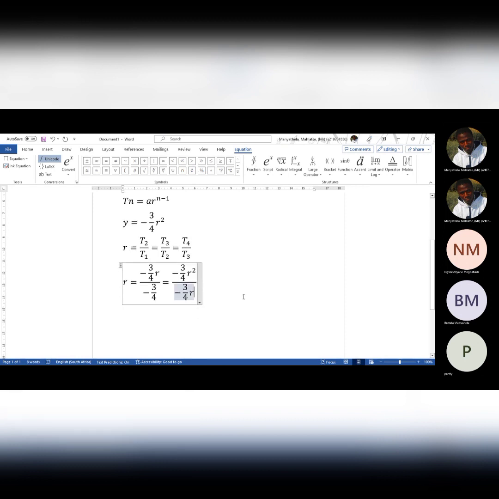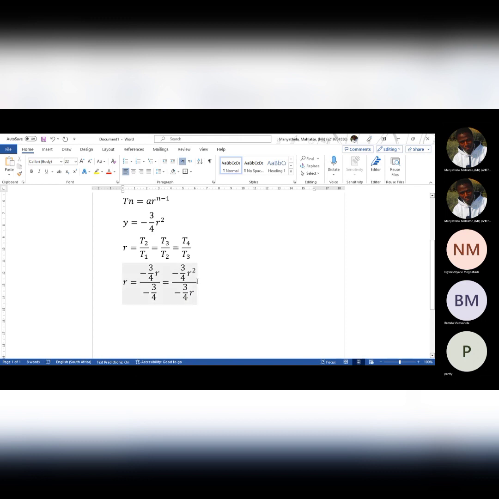Fine, this is how it should be. Focusing on this one, I highlight this part in yellow: the minus 3 over 4 on top and at the bottom. They cancel, just to make it simple. When these cancel, we are left with r squared over r.